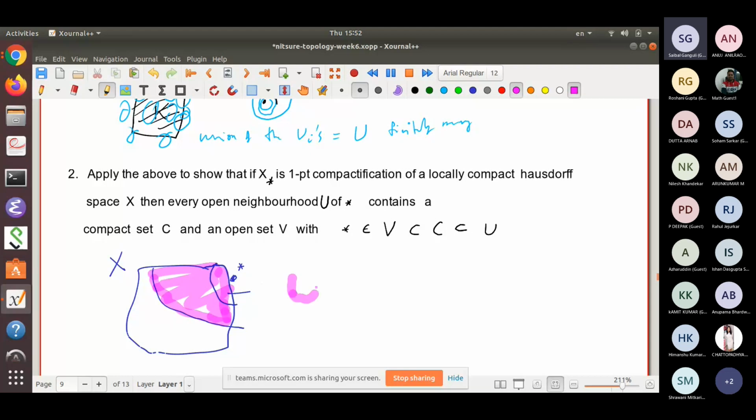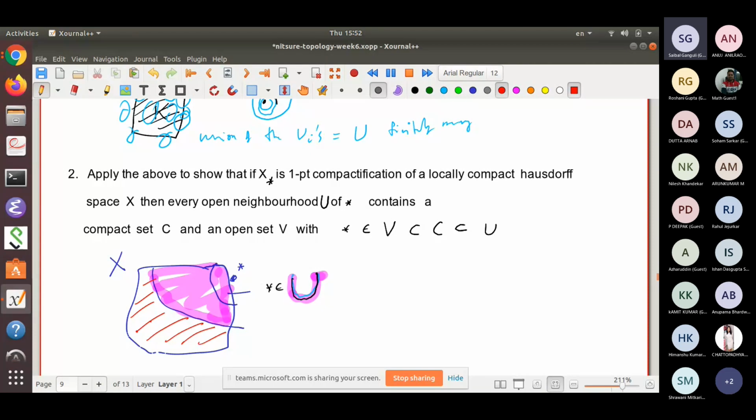This is U. Okay, this is the color of U. This is U. And star belongs to U. But what is an open neighborhood of infinity? That means its complement, which I'll paint in some other color.